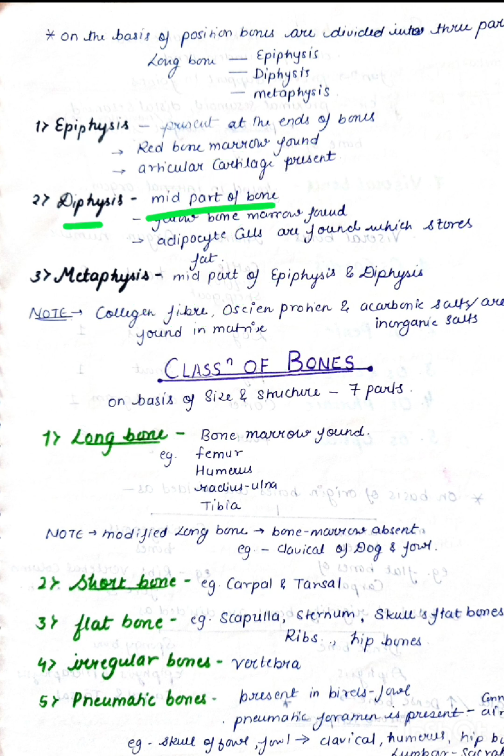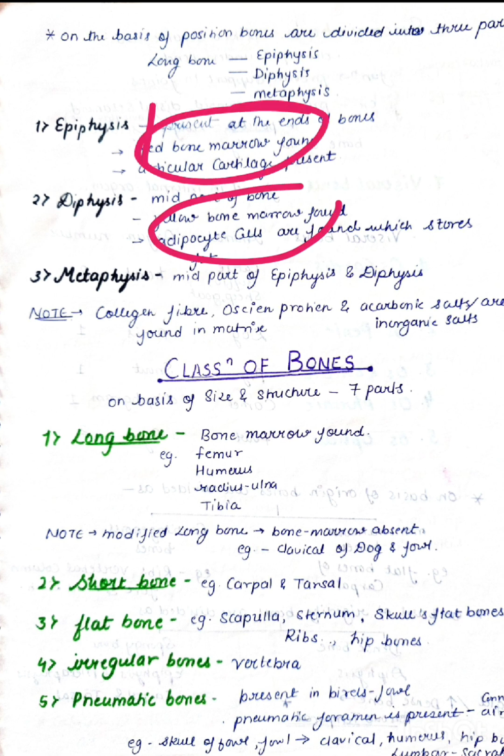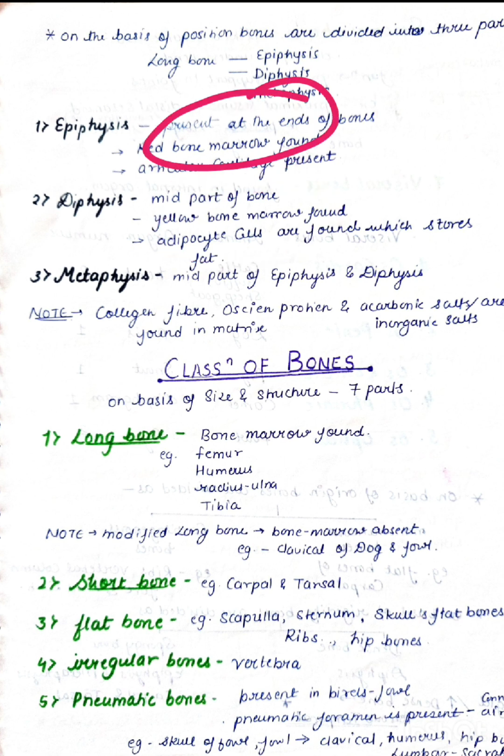Diaphysis is the middle portion of the bone. Here yellow bone marrow is found, and the adipocyte cells are present, which store the fat. So diaphysis contains the fat, and adipocytes are the cells which store the fat. We can consider that RBC is formed in the red marrow and WBC in the yellow marrow. Metaphysis is the mid part between epiphysis and diaphysis.